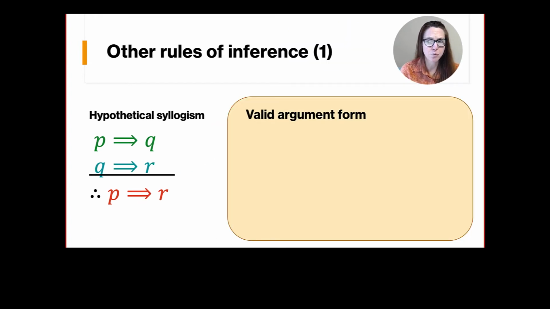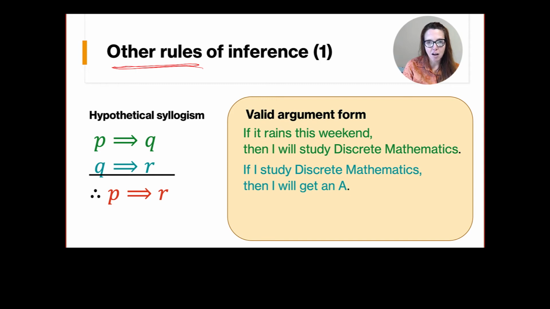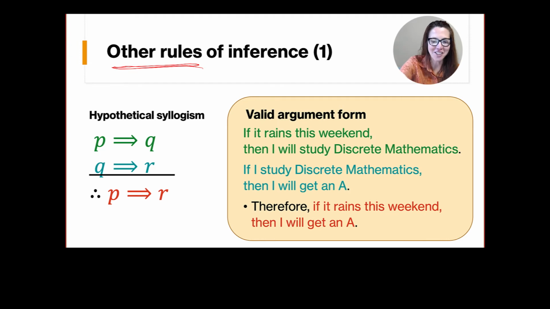Okay, so here are some other rules of inference. Once we get to these other rules, the name doesn't matter to me. I'm not going to ask, what is the form of hypothetical syllogism? This form is different. It says if P implies Q and Q implies R, then P implies R. So what is the conclusion that you can draw from this? If it rains this weekend, then I will study discrete mathematics. If I study discrete mathematics, I will get an A. Therefore, if it rains this weekend, I will get an A. I do hope for sun. Rain isn't the only thing that will cause you to get an A. Okay, so this is another valid form of logic.